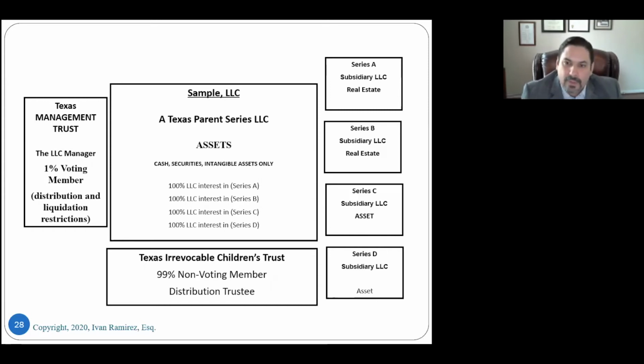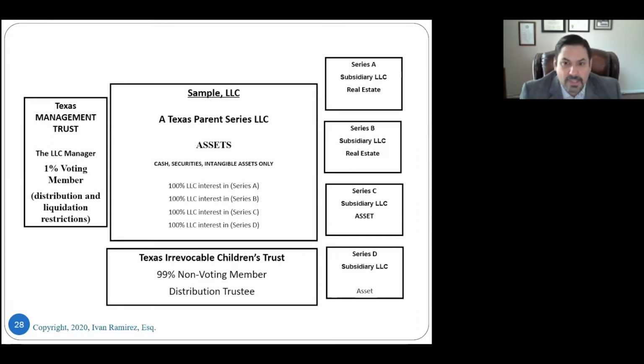So for example, let's say we have a rental home in Series A. The tenant sues the owner because there's some kind of an accident there in the rental home. Well, if we put the other properties in Series B, Series C, and Series D, it's not going to be subject to that lawsuit of the property in Series A. So that's why we use a series LLC in this example if the client has multiple real estate investments.